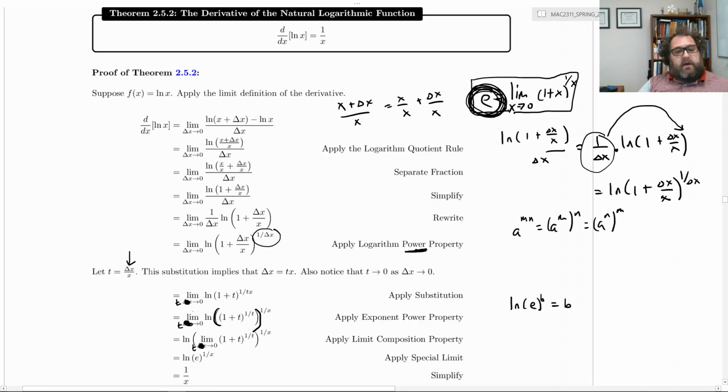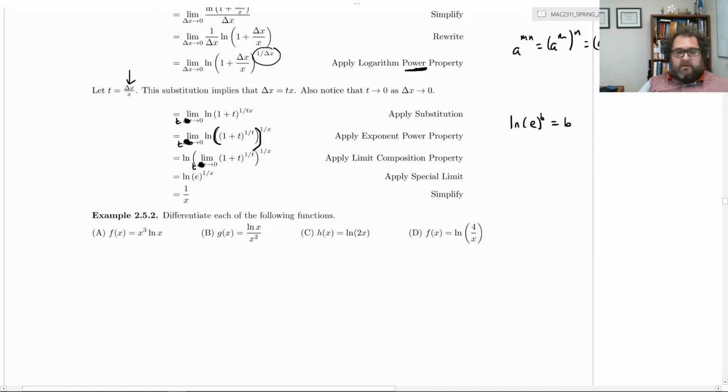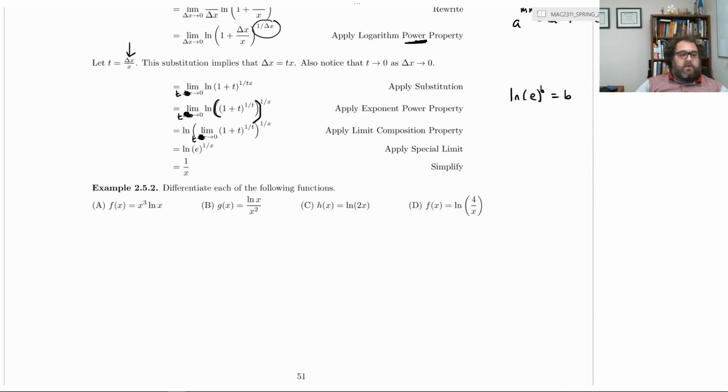Okay, that's a pretty intense little proof there, but as long as you remember your properties of logarithms, it works out pretty nicely. Now let's do a couple examples with this in mind. So we have part A here. We have the derivative of a product: x cubed times natural log x. So we need to use the product rule.